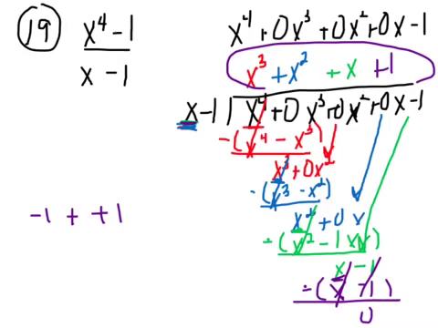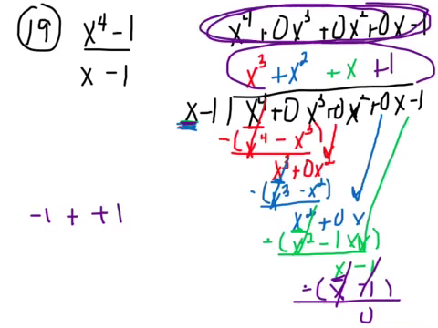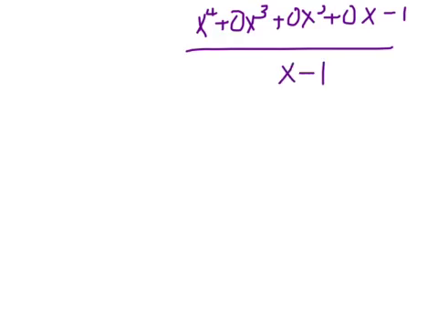Now, with synthetic division, if you remember, what we're going to do is take all the coefficients, and I've still got to write it out the way that I did up here. So let me go to a new slide for that. X to the fourth plus, we had to fill in with 0x cubed plus 0x squared plus 0x, and then it was minus 1, and we're dividing by x minus 1.